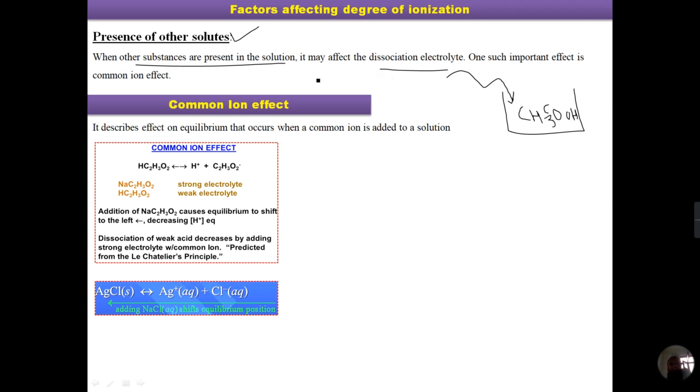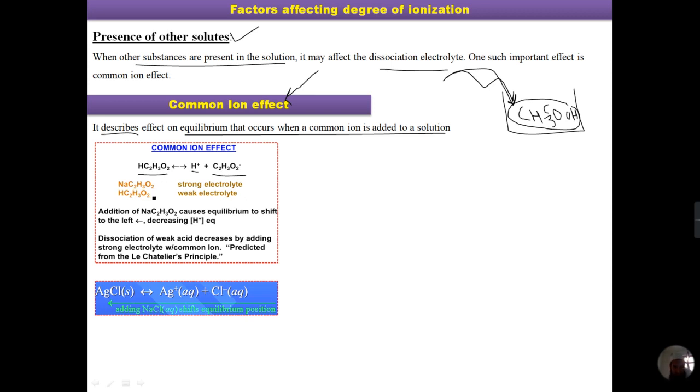Let's take the example: the common ion effect. What does it mean? It describes the equilibrium that occurs when a common ion is added to the solution. That is, whenever a foreign substance which produces an ion common to that produced by the electrolyte comes into the solution, it affects the degree of dissociation. To understand this, let's go to the example. Look at this equilibrium. Our electrolyte is acetic acid. It gets dissociated to H plus and acetate ion. We know it's a weak electrolyte, so obviously the degree of dissociation is less. That means fewer acetic acid molecules have dissociated.